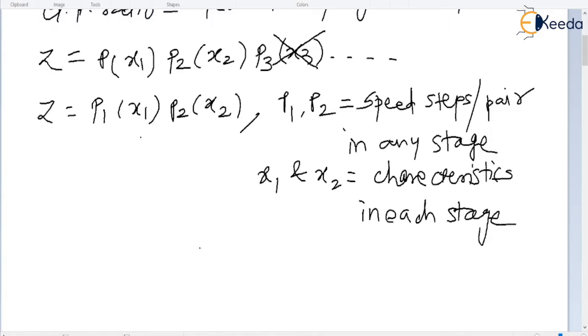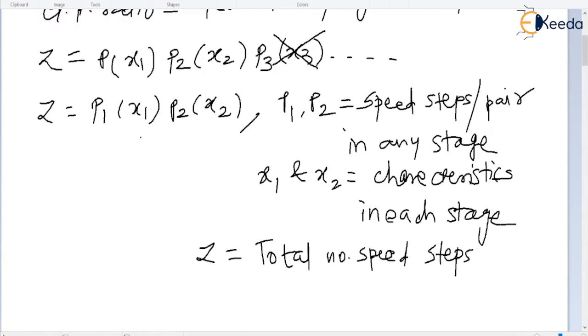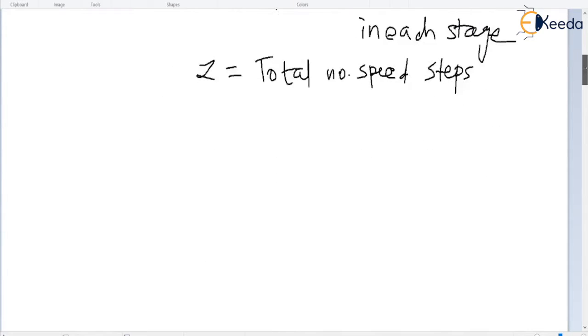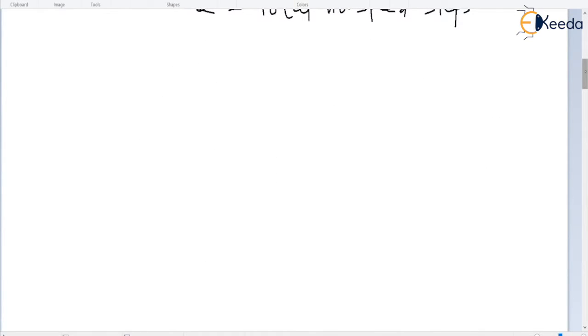Now we haven't written about Z. What is the meaning of Z? Z is the total number of speeds. Total number of speed steps means that through this formula we can get how many total speeds we are going to get in the gearbox. So we'll see one by one. Now we know we have P1 and P2 values, but we haven't yet found the X1 and X2 values.